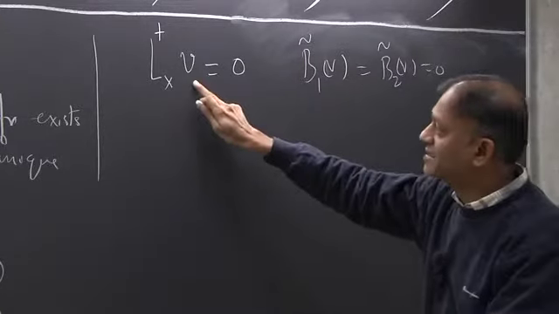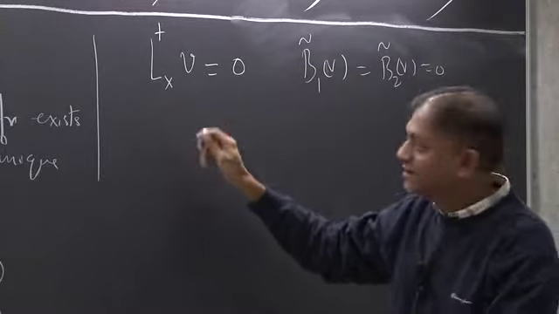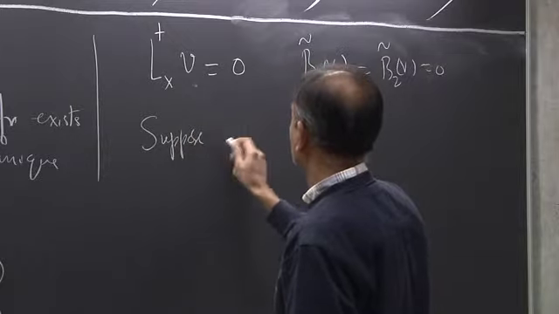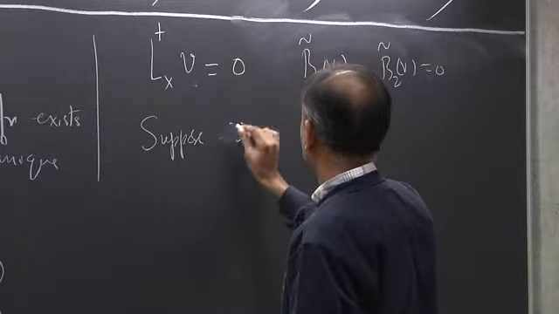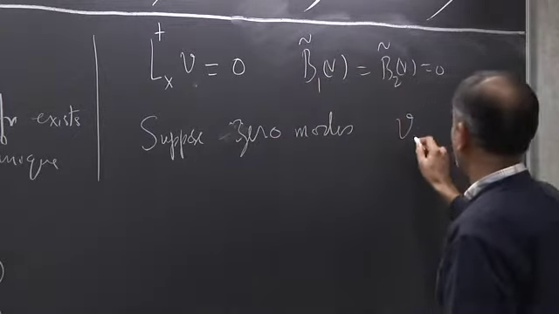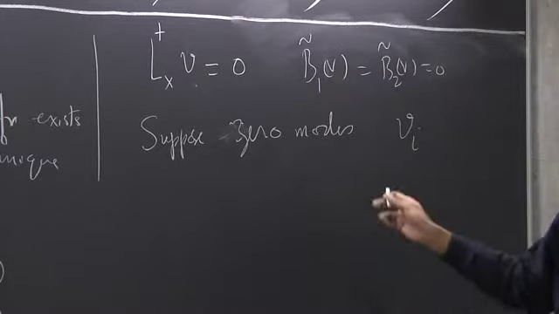So suppose this has some zero mode. The adjoint operator has some zero mode. So suppose there are some zero modes, which I again label by vi. Okay, so say there is some zero mode.